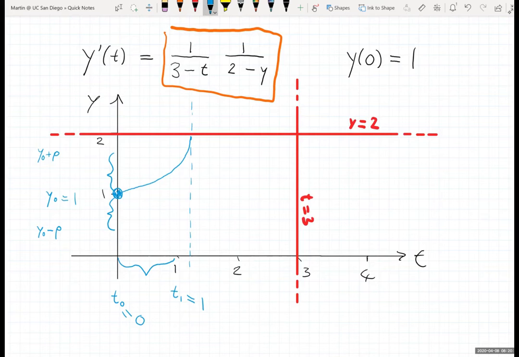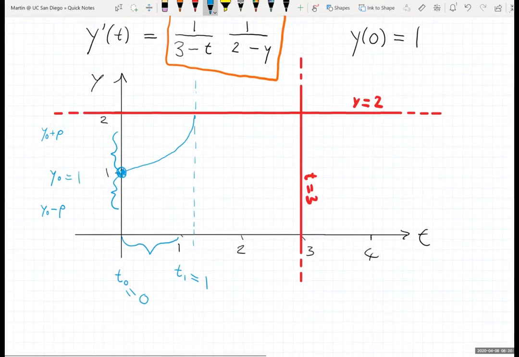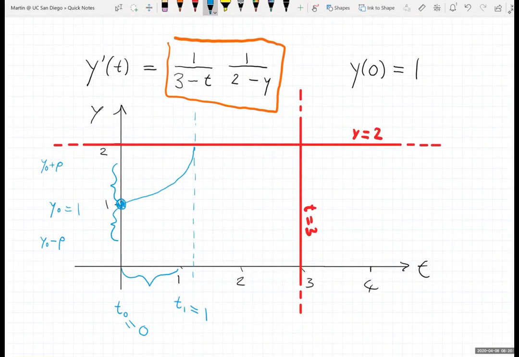Okay, one possibility could be rho equal 1/2. Okay, so that gives me my interval in the y direction. And for the Peano existence theorem, I take a look at the time interval times the y interval. Take a look at that shaded area here.